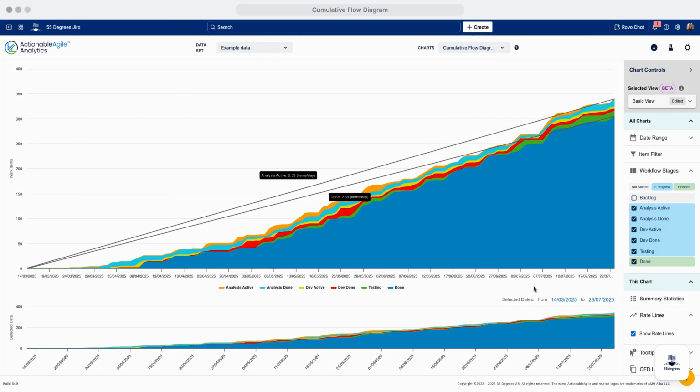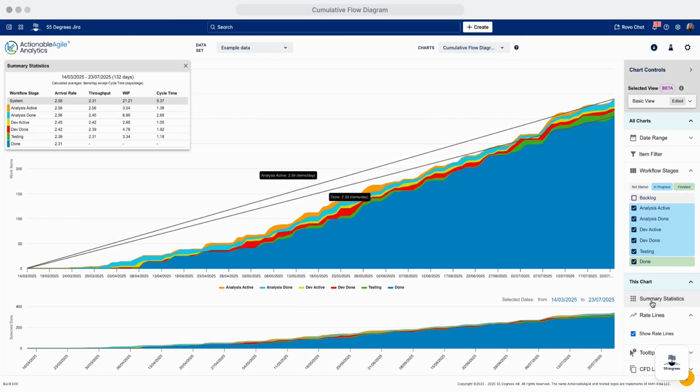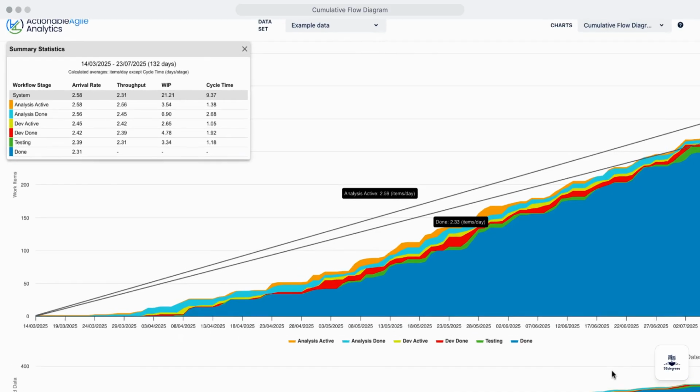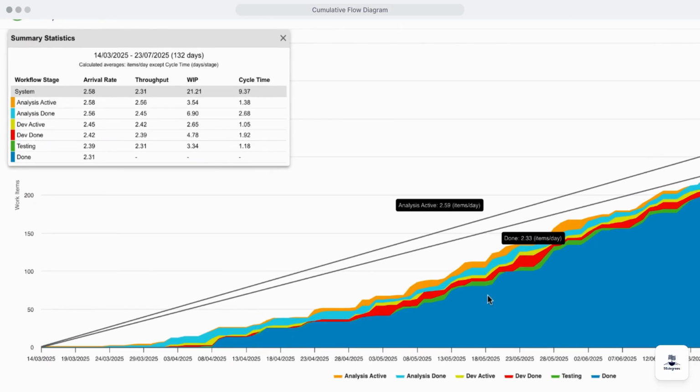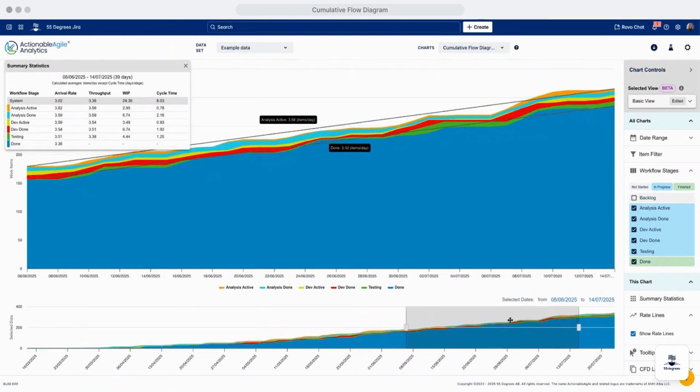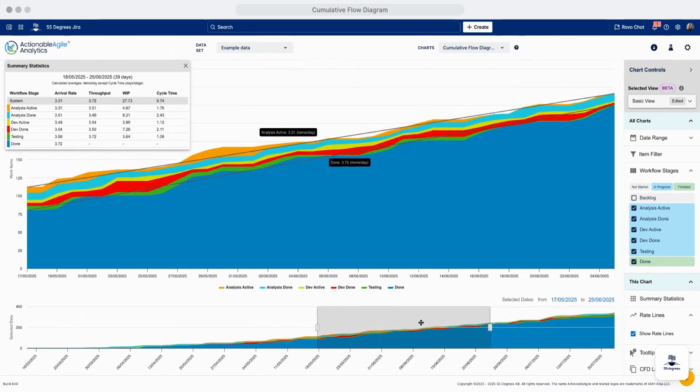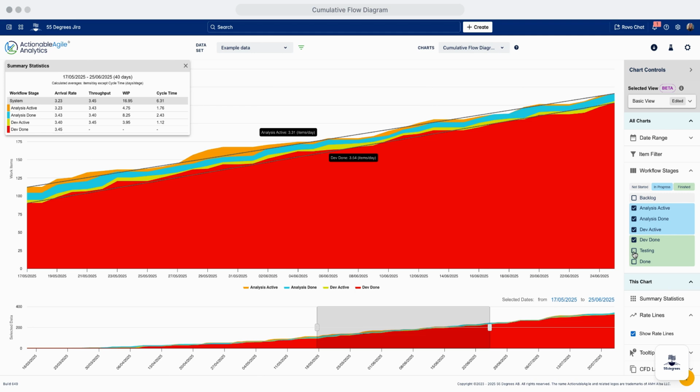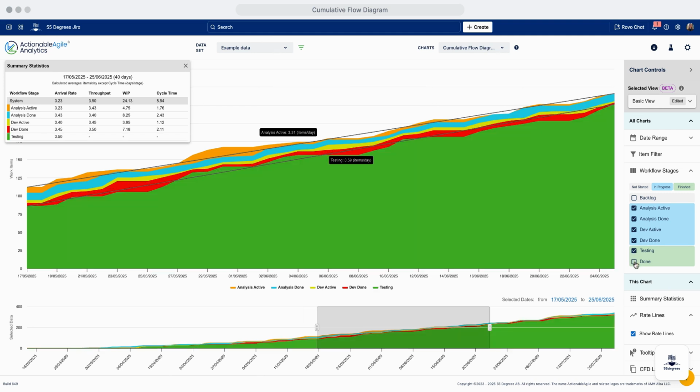The summary statistics shows quick stats based on your selected data: arrival rate, throughput, daily WIP, and cycle time. Presented in a table with rows for each workflow stage and one for the entire system. All values are average calculations. The panel updates depending on your chosen filters, workflow stages, or date range.